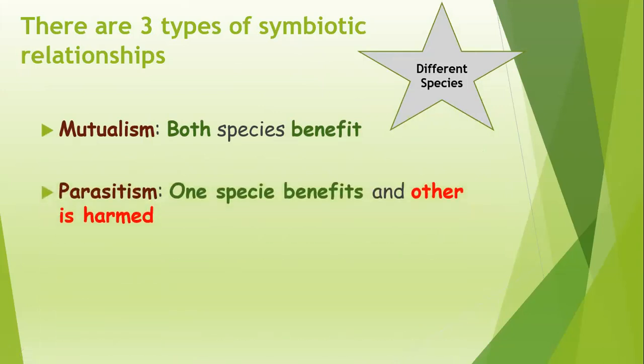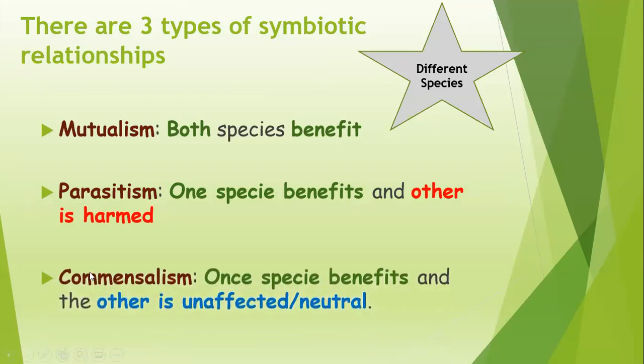Second, we studied parasitism. One species is benefiting, it is happy from the relationship, and the other one is harmed, like the ticks living on the body of a dog or a cat. And the third type of relationship is commensalism. Commensalism is when one species is getting the benefit and the other is unaffected or neutral.